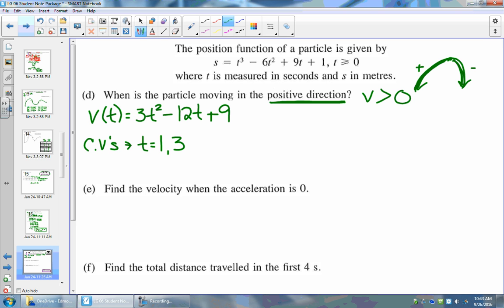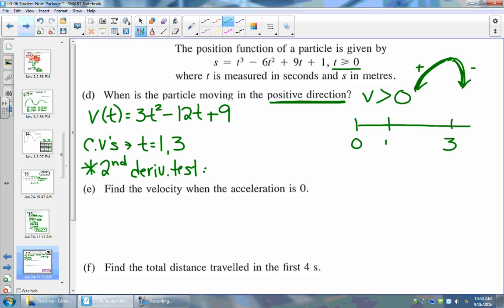Basically, I know that at 1 and 3 something is happening here. And we also know that I've got my 0 there, which has to be a critical value as well. So this is where we want to bring in that second derivative test. And for the second derivative test, I obviously need the second derivative.